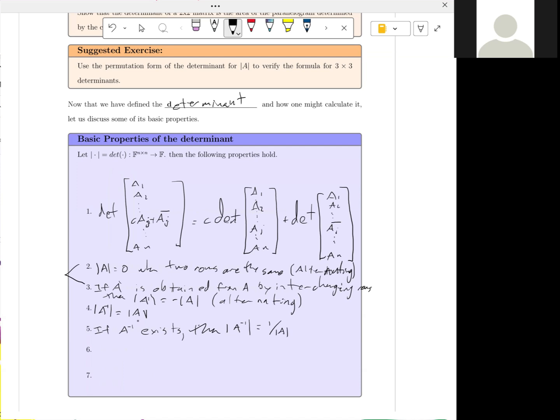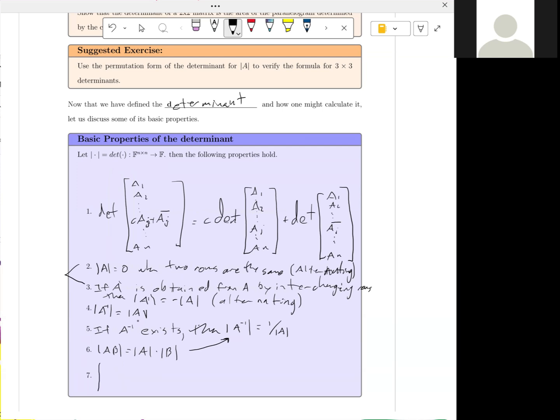This follows from 6 that says the determinant of AB equals the determinant of A times the determinant of B. Okay. This statement we proved in our homework. Using this statement, I would expect that you'd be able to prove this statement. Using 6, I'd expect that you'd be able to prove 5.